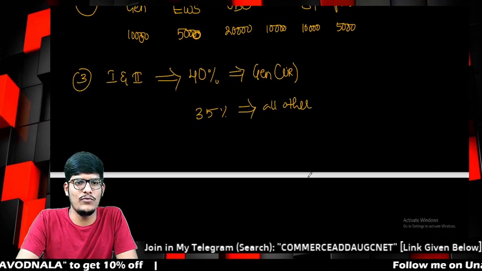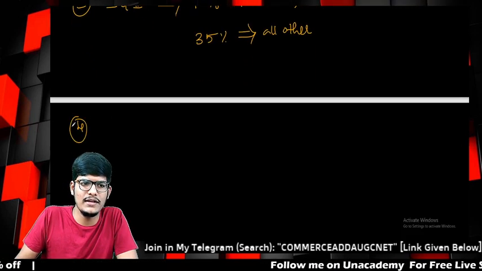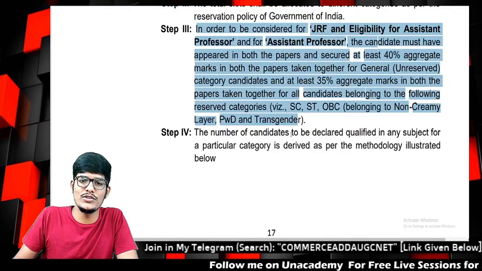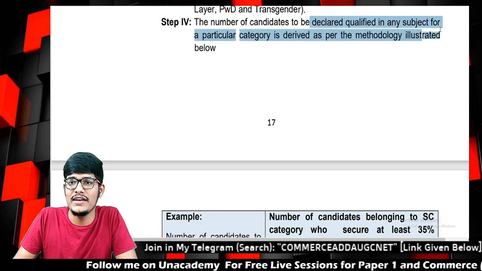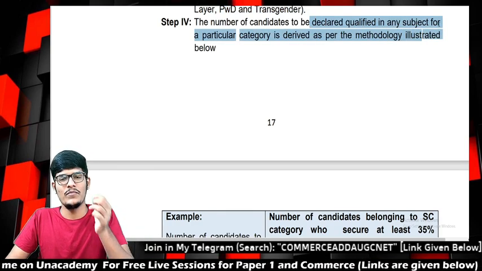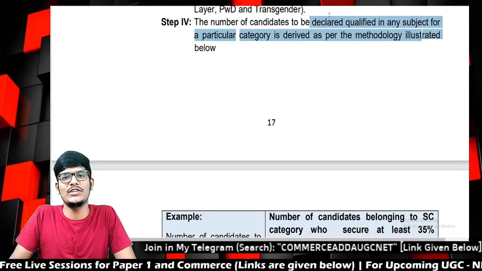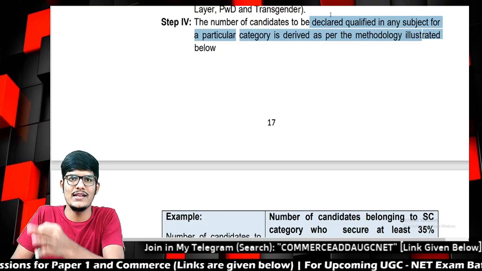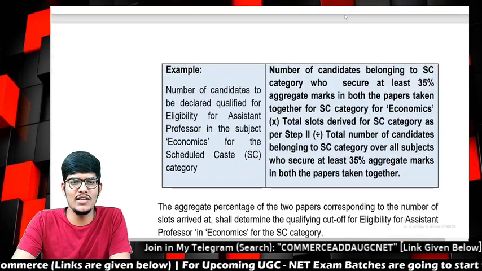Now step number 4. We have decided all these things, which is a procedural matter. Now the fourth step is the most important. The number of candidates to be declared qualified in any of the subjects, as there are many subjects for the UGC NET, in that particular category, be it OBC, General, EWS, SC/ST, the following methodology will be followed.